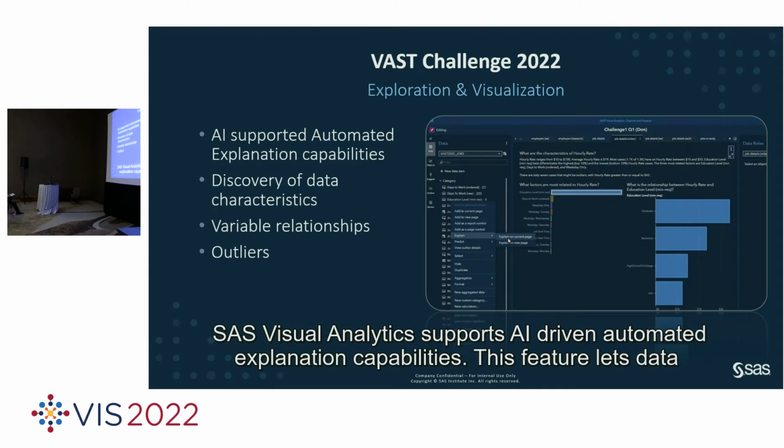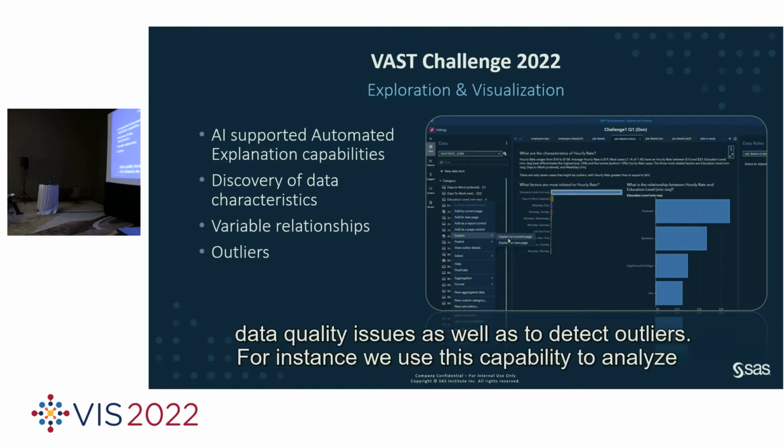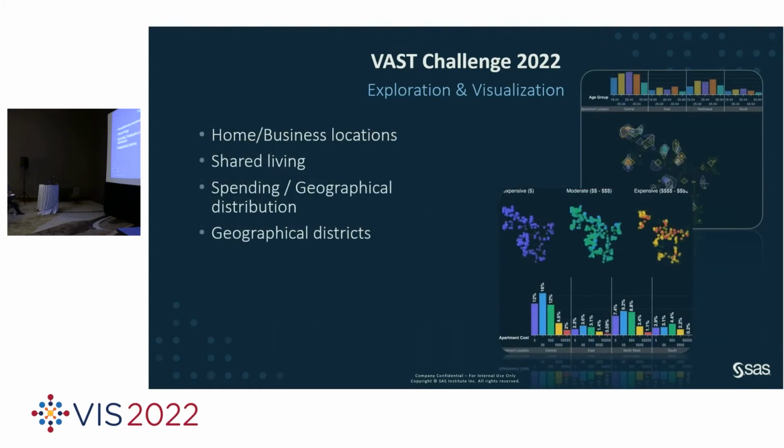SAS Visual Analytics supports AI-driven automated explanation capabilities. This feature lets data scientists quickly get an understanding of the data structure, variable relationships, potential data quality issues, as well as to detect outliers. For instance, we used this capability to analyze spending, for example rental cost, across various categories for each participant.